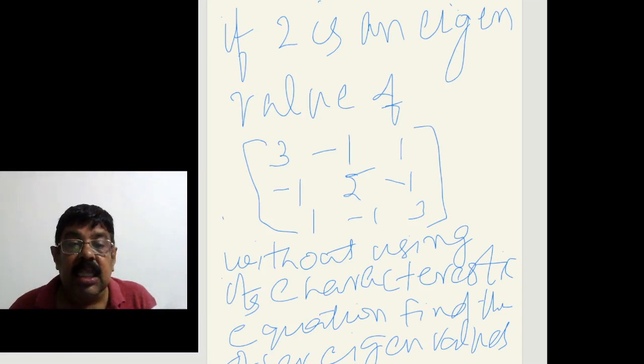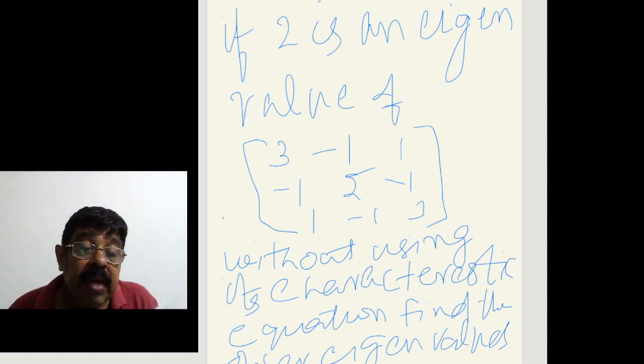Today we discuss the following problem. If 2 is an eigenvalue of the matrix 3, -1, 1; -1, 5, -1; 1, -1, 3, without using its characteristic equation, find the other eigenvalues.